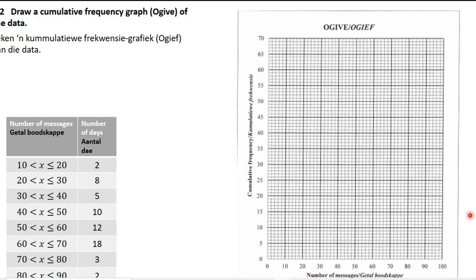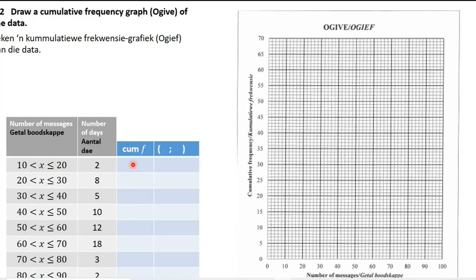But now, can you remember where to make the dot? What does cumulative mean again? Can you remember? There's a column missing. We must get the cumulative frequency. That means we must add them all to each other to get the growing frequency. Cumulative means it's a frequency that's growing, growing, growing.